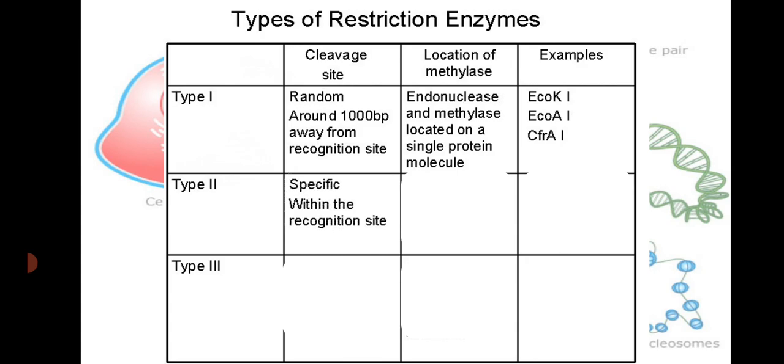Type 2: these enzymes cut at a specific site within the restriction site only. They have endonuclease and methylase as separate activities.